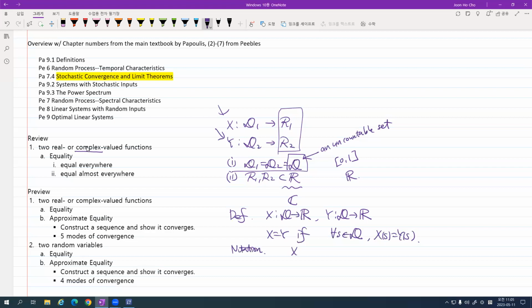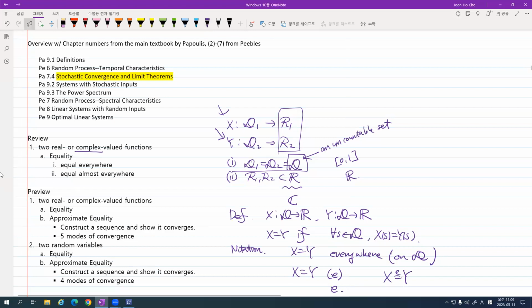We say x equals y everywhere. Actually, everywhere on the common domain. Got it? And this is the definition and notation. Sometimes we simply say x equals y, parenthesis e, everywhere. Or sometimes just e with a dot, something like that. Some people even put e on top of the equality sign.